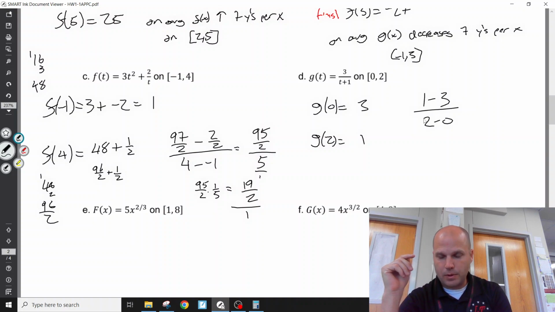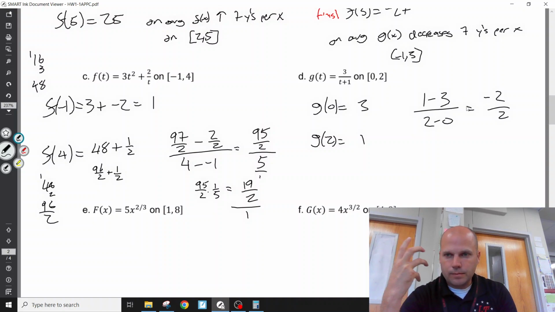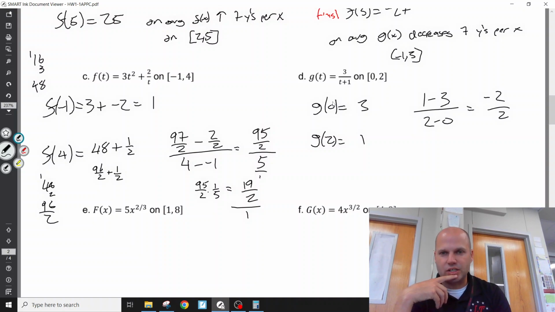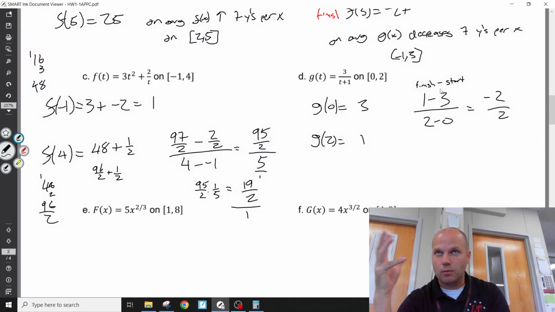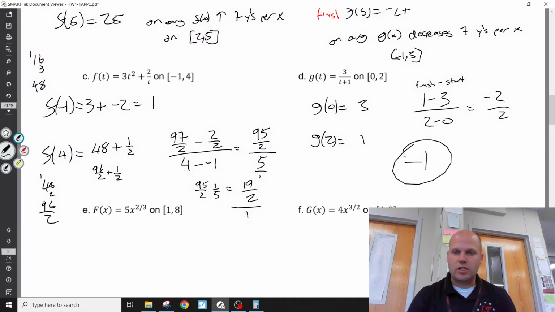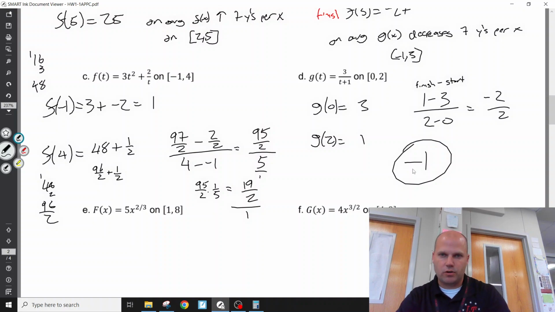I think probably most students' errors is not listing things in the right order. I always like to have my x's go from the smaller to bigger, so it's always going to be the bigger minus the smaller. And then just keep things aligned. I always like to do my finish minus my start. If you do start minus finish and you do it consistently, it will work out. But I always like to do end minus start for our net change. I went down 2 as I increased 2 x's. On average, my function decreased 1 y per x from 0 to 2.